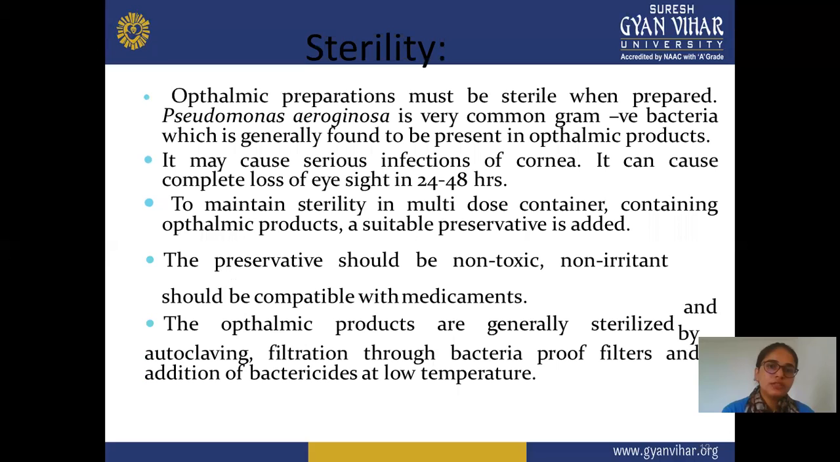Next is the sterility. Ophthalmic preparation must be sterile when prepared. Pseudomonas aeruginosa is a very common gram-negative bacteria, which is generally found in contaminated ophthalmic preparation. Means all preparations should be in sterile form and properly sterilized. There is one bacteria that is very dangerous for your eye, that is a gram-negative bacteria. An example is Pseudomonas aeruginosa. So these bacteria have a more harmful effect if present in your ophthalmic preparation, and may cause serious infection of the cornea and cause complete loss of eyesight in 24 to 48 hours.